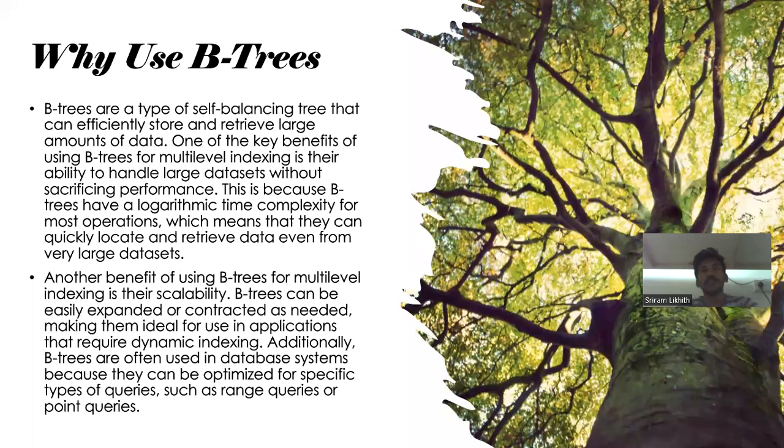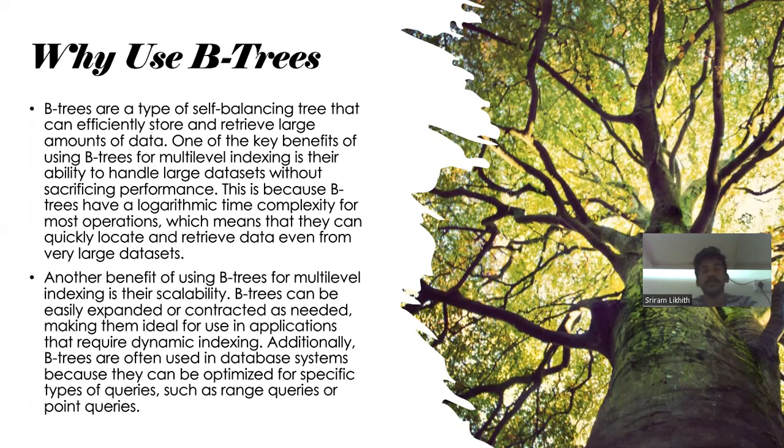After knowing the definition, we'll be thinking about why we use B-trees in real time, or in companies, at what time these B-trees will be used. B-trees are a type of self-balancing tree that can efficiently store and retrieve large amounts of data. One of the key benefits of using B-trees for multi-level indexing is their ability to handle large data sets without sacrificing performance.